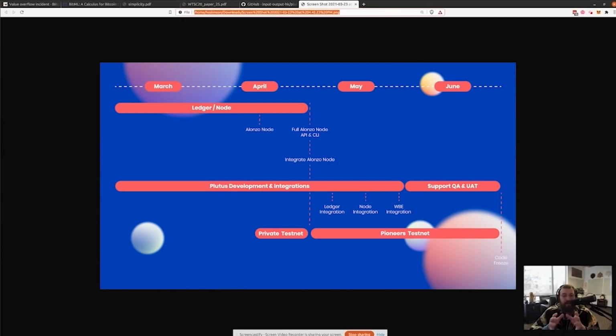Okay. Then after that happens, we'll be able to, at the end of April, early May, launch an Alonzo testnet, which means for the first time ever publicly, people will be able to write smart contracts and deploy them on Cardano, Plutus smart contracts, and use the Plutus platform. Now, this is an iterative process, and it's one where the experience improves step by step, week by week.